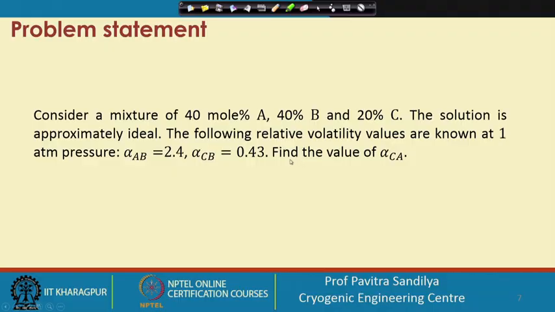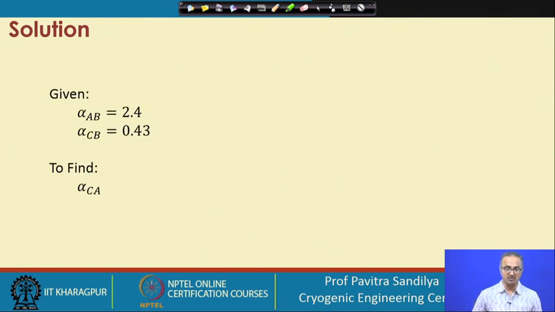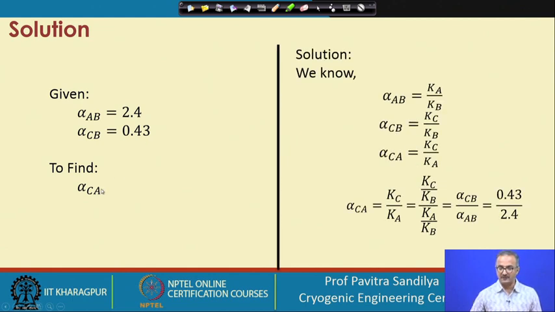Here we have to figure out the value of alpha CA. By physical understanding, alpha CA must be less than 1, and we should find this from our solution as well. So here is the solution: alpha AB equals 2.4 and alpha CB is 0.43. To get alpha CA, we write the basic definitions: alpha AB equals KA by KB, alpha CB is KC by KB, and alpha CA is KC by KA.